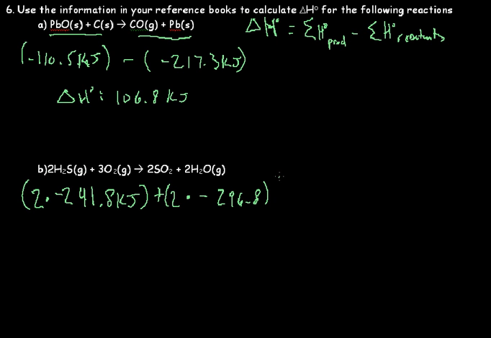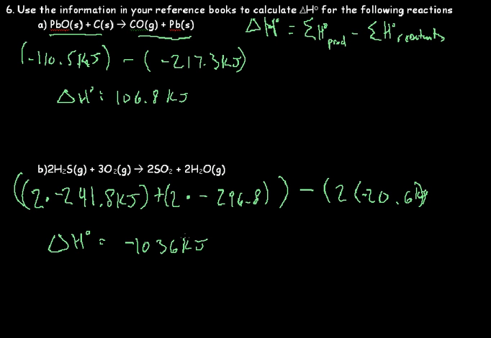And then now we're going to sum that side, and then from that side we're going to subtract the delta H's from our 2 H2S's. That's going to be negative 20.6 kilojoules. All right, so when I do the math here, I should end up with delta H of negative 1036 kilojoules. And that's how we do these problems.